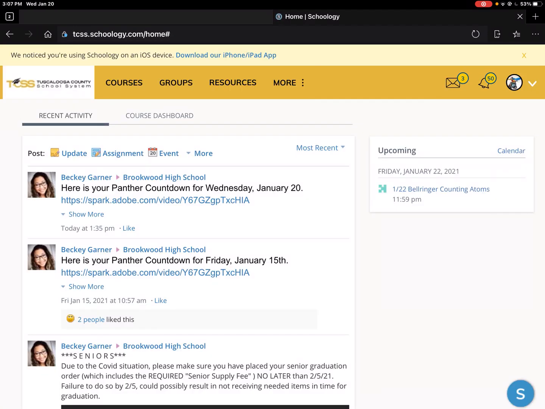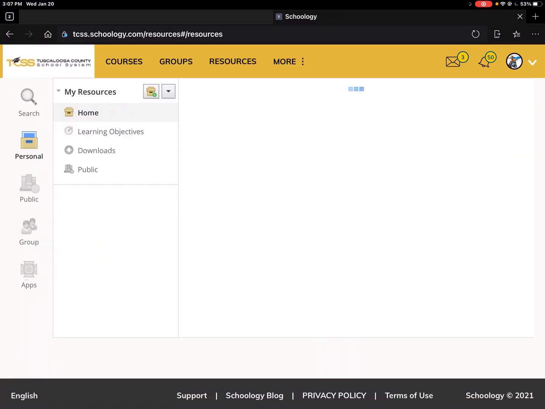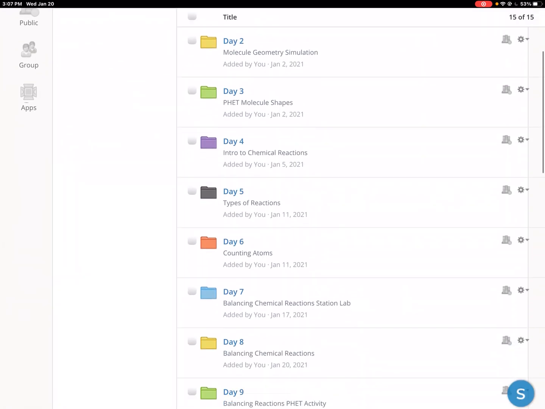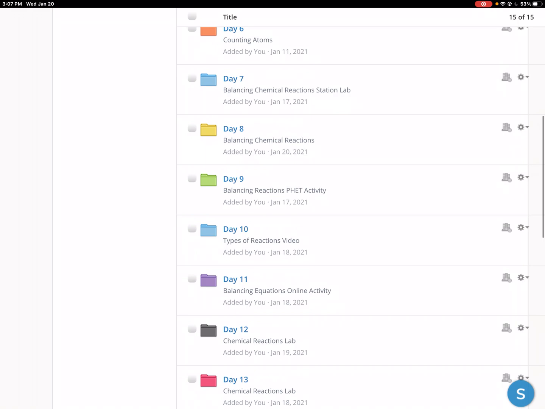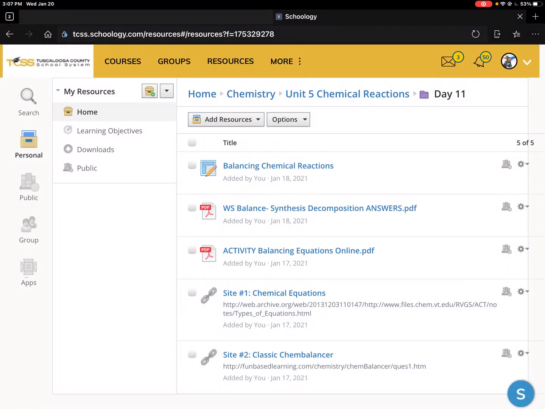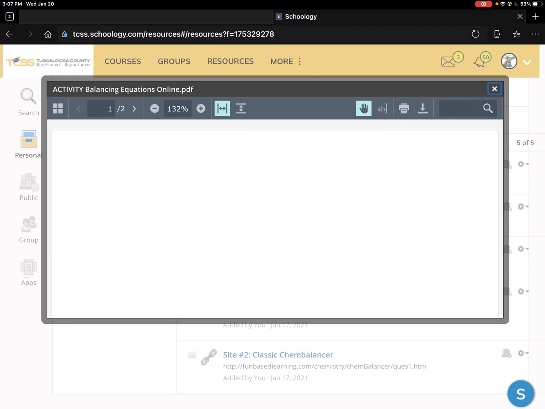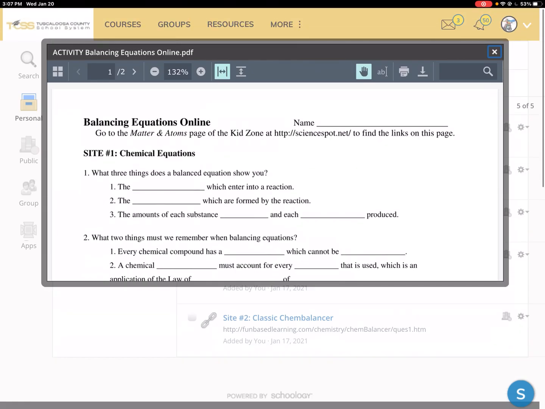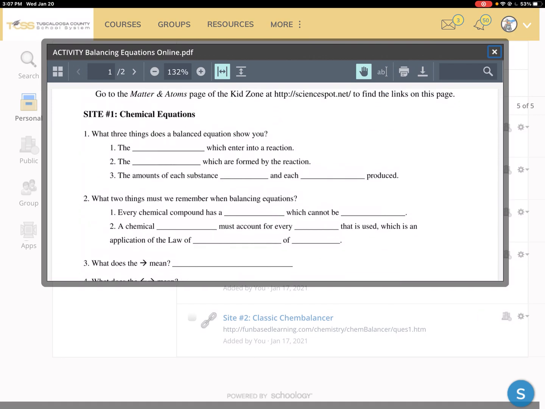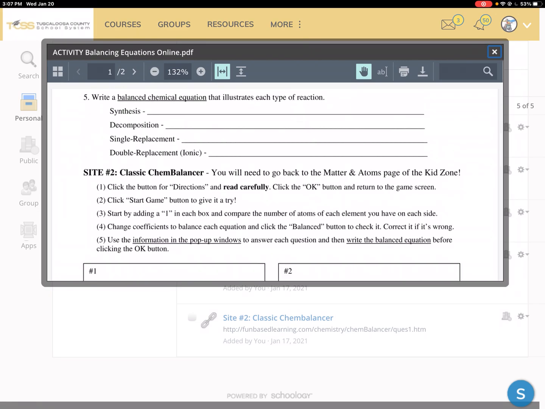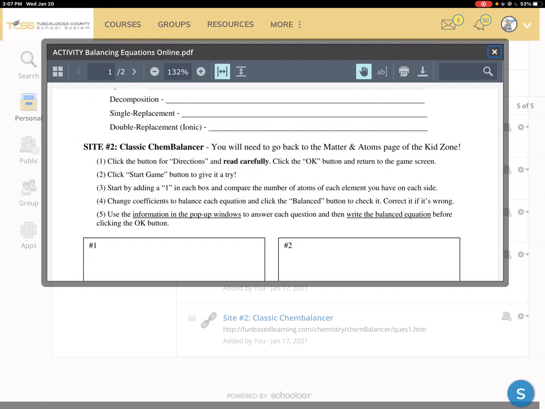Alright, so in your assignment today, you are to do this activity, balancing equations online, and show you what three things a balanced equation does for you. You're going to cite one first here, these chemical equations, to fill in these notes. And then you're going to cite two, and I have these down below the assignment there, so you can just click on that to go to the link.